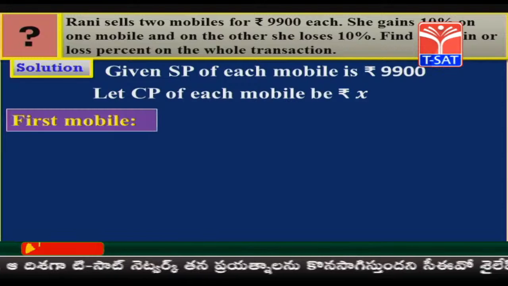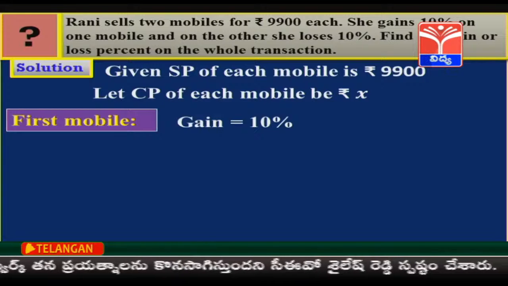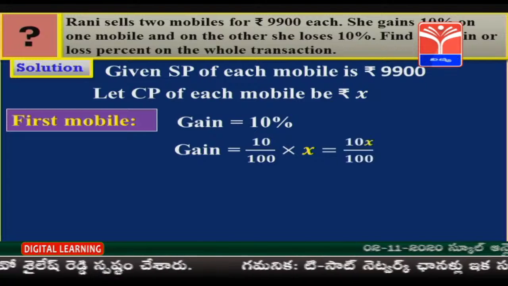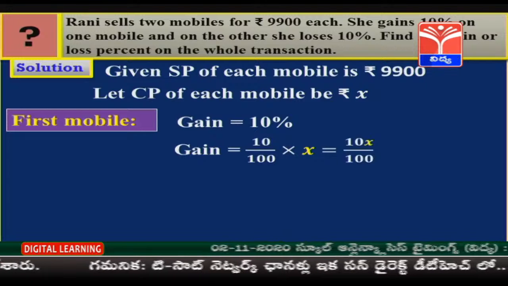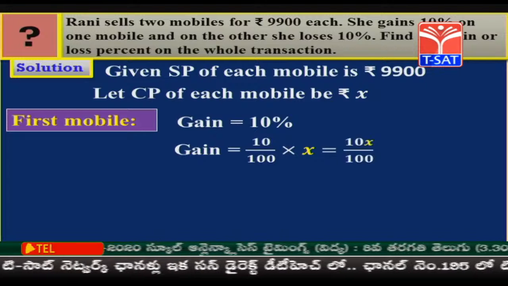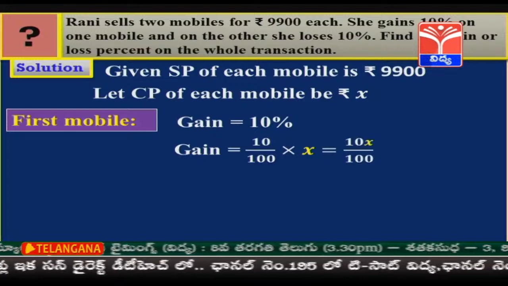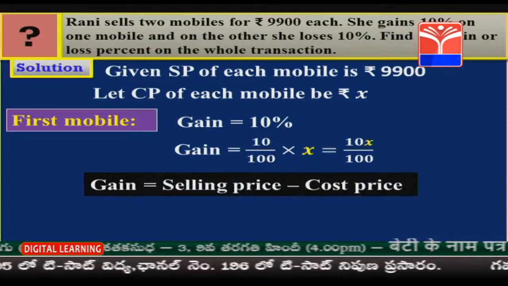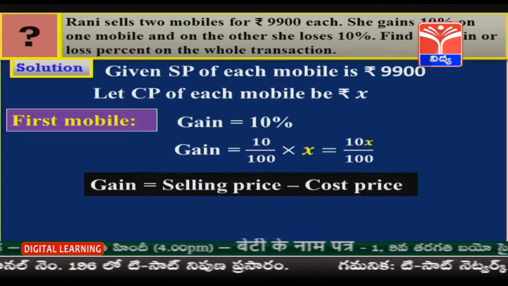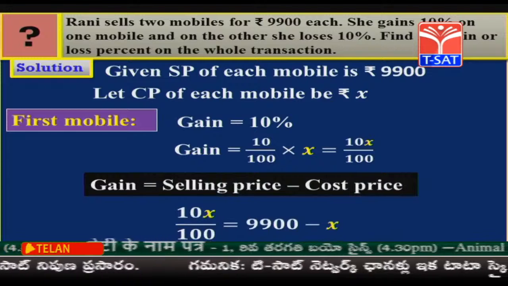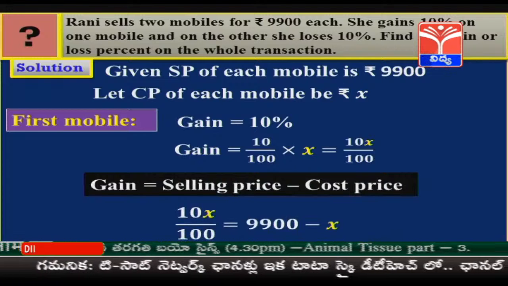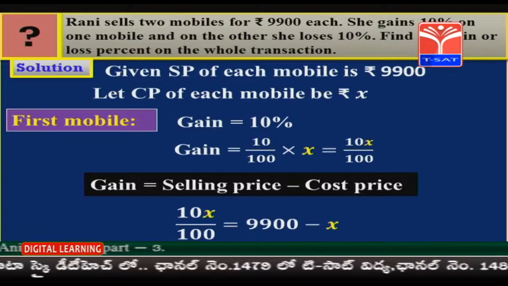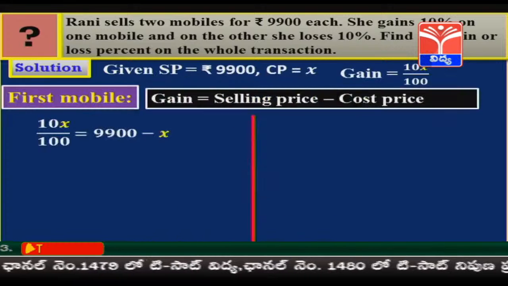Let us see the first case. Here the gain percentage is 10. So, gain is given by gain by CP into 100. So, 10 by 100 into x, which is 10x by 100. Now, gain is equal to selling price minus cost price. Let us substitute the values. Gain as 10x by 100 equal to selling price is 9,900 rupees minus the cost price is x. Now, let us solve this equation.